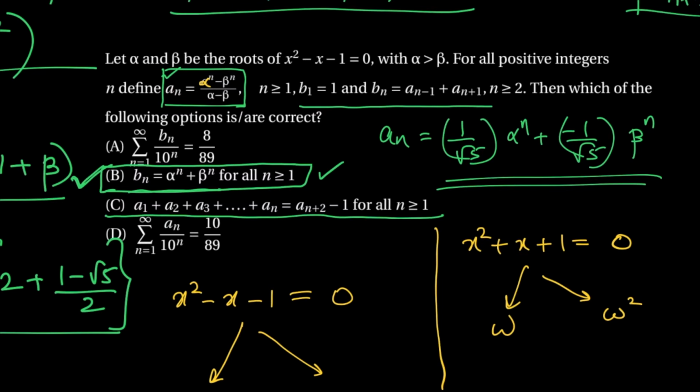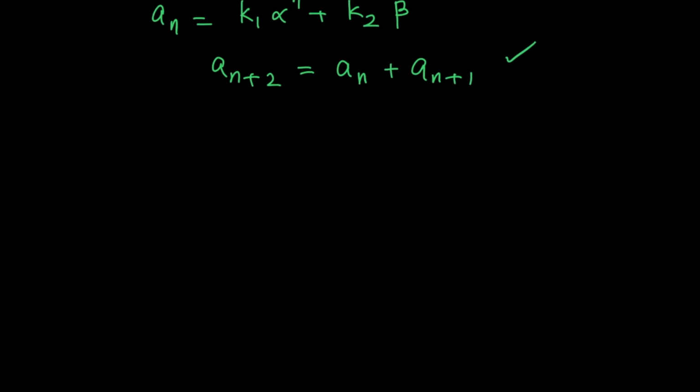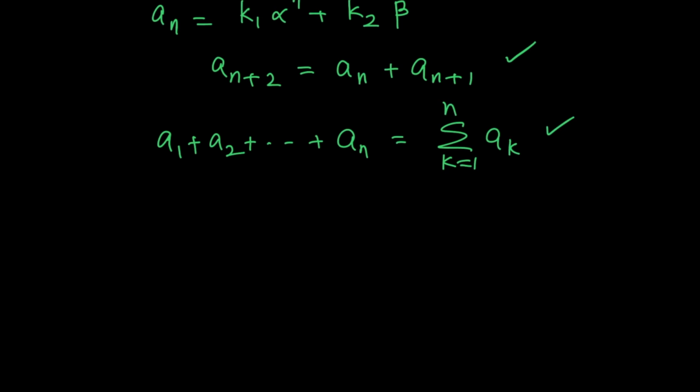Get the general answer for that. Suppose any sequence an is given as k1 alpha power n plus k2 beta power n. We know that this will satisfy a recurrence relation an plus 2 is equal to an plus 1 plus an. This is what we know, right? Now our aim is to find the sum a1 plus a2 up to an, that is sigma k is equal to 1 to n ak.